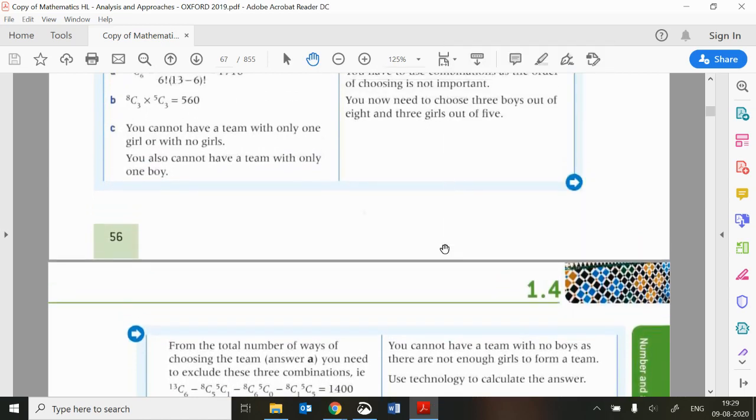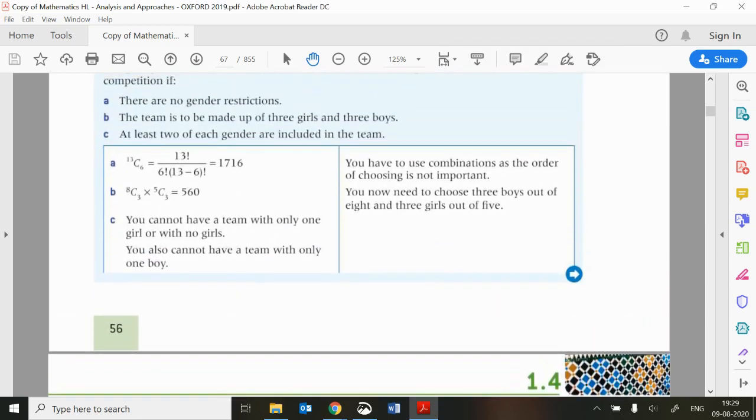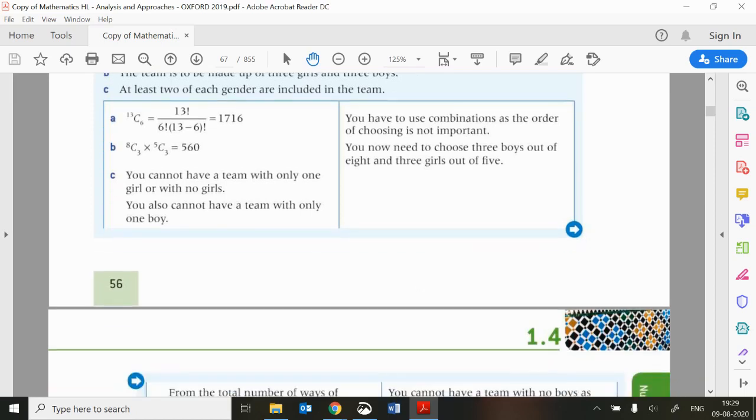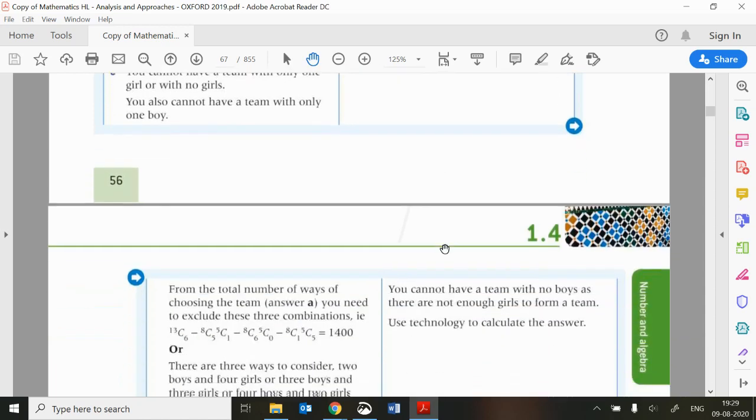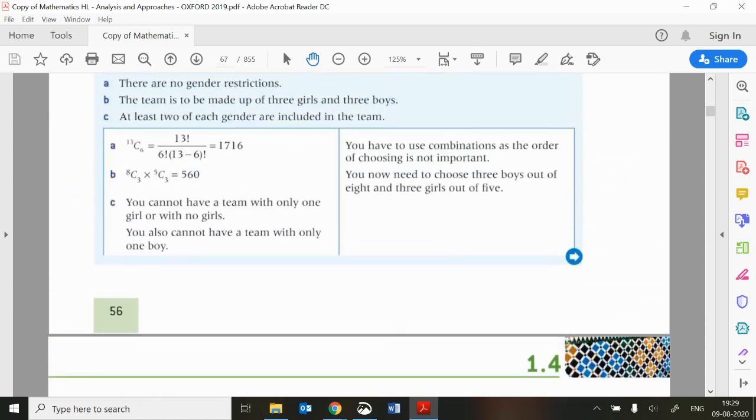They've said, oh, in fact, if you cannot have at least 2 of each gender included in the team, that would mean you cannot have a team with only 1 girl, or with no girls, or with only 1 boy. So they've gone through the combinations. They said, well, we know that there's 13 choose 6 in total different teams, but let's take away the number of teams which include no girls, no boys, or 1 girl, or 1 boy, essentially the same thing there.